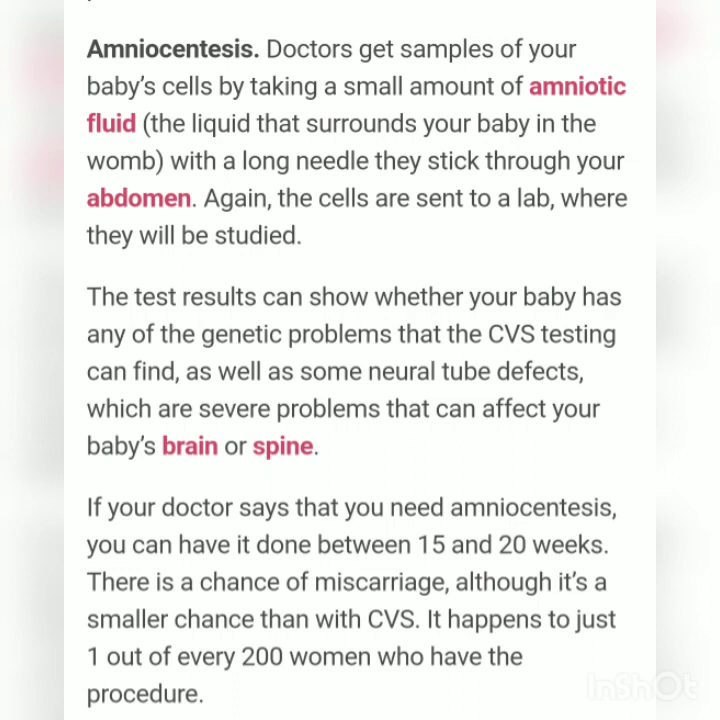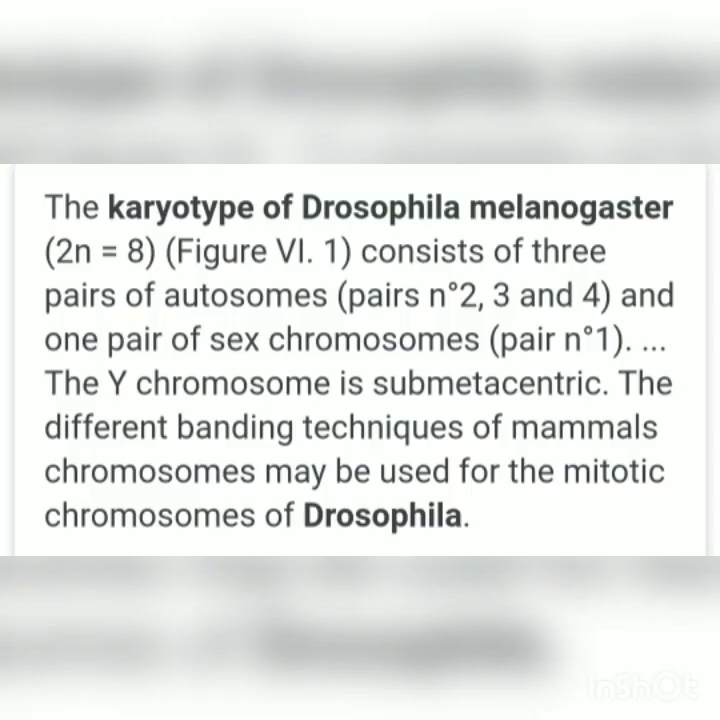So they can offer you the option to decide what you want to do after the result, if the result is negative. Next is the karyotype of Drosophila. Drosophila has a diploid number 2n equal to 8. It consists of 3 pairs of autosomes, that is pair numbers 2, 3 and 4, and only 1 pair of sex chromosomes, which is pair number 1. Y is submetacentric. Different banding techniques of mammals are also used to identify mitotic chromosomes of Drosophila.